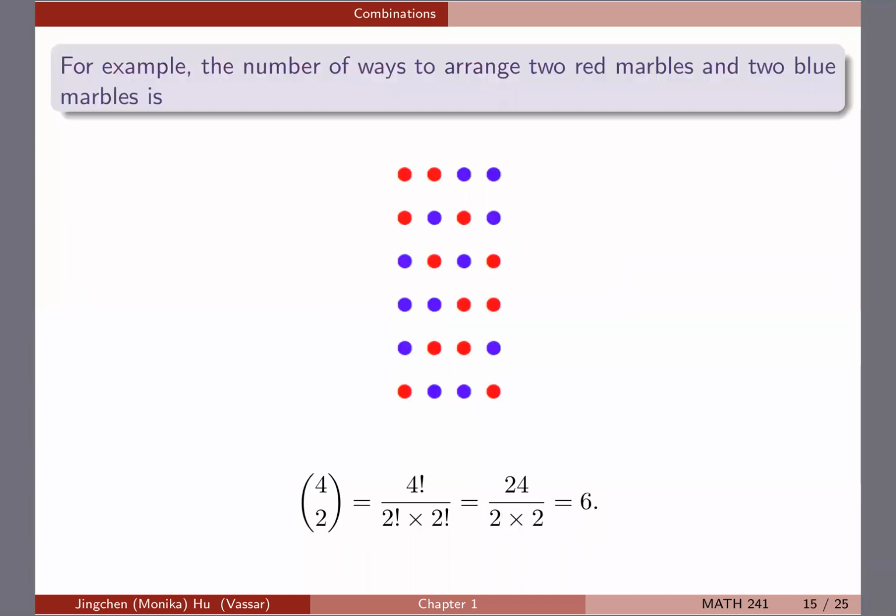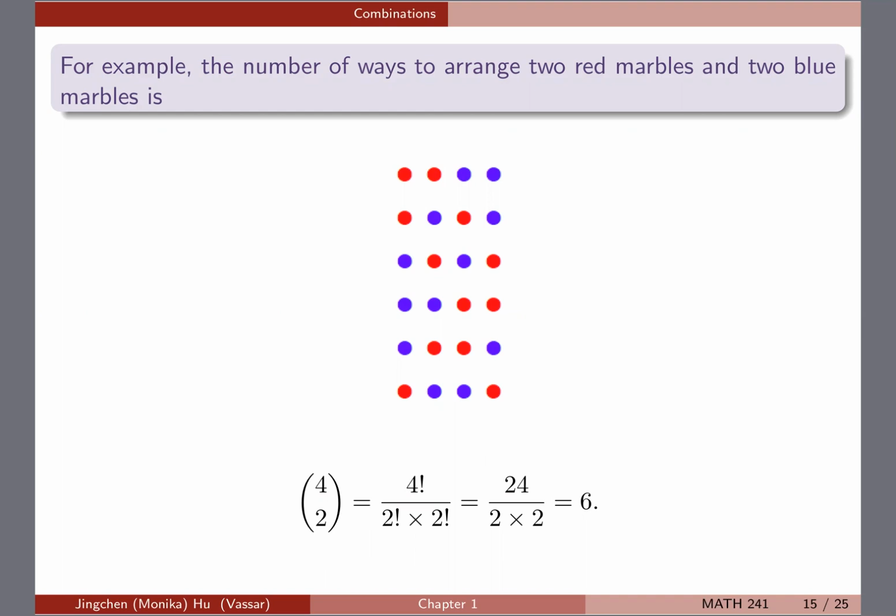Let's go through a quick example here. The number of ways to arrange 2 red marbles and 2 blue marbles. Here, we enumerate all of the possibilities, and you can count there are 6 different ways to arrange them. And if we were to use this combinations formula, we can easily do 4 choose 2.